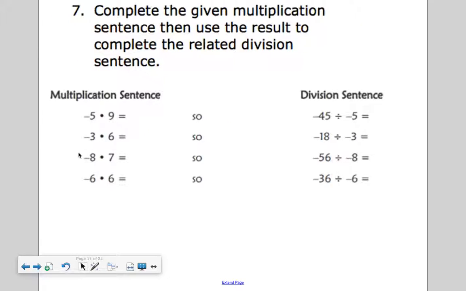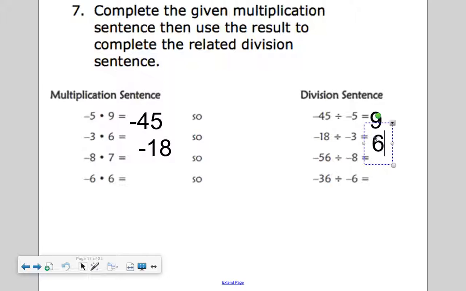And number 7, multiply these and find the fact families. Negative 5 times 9. What's the opposite of 5 times 9? Well, 45, so the opposite is negative 45. So negative 45 divided by negative 5 will be 9, because what's the opposite of a negative? Positive 9. Negative 3 times 6. Opposite of 18 is negative 18. So negative 18 divided by negative 3 would be 6.